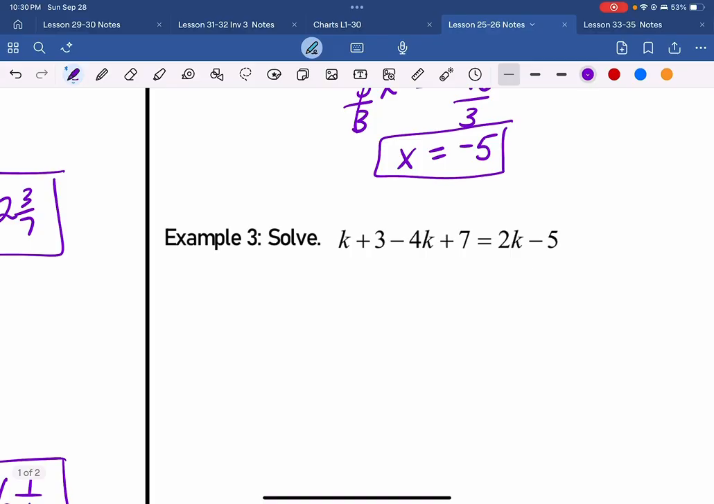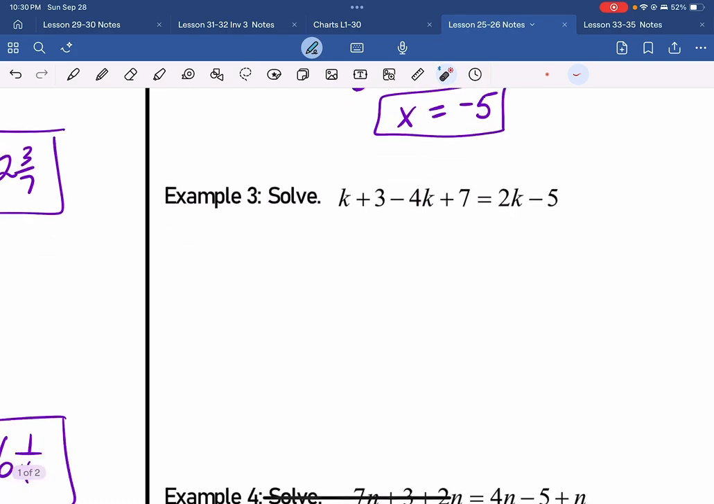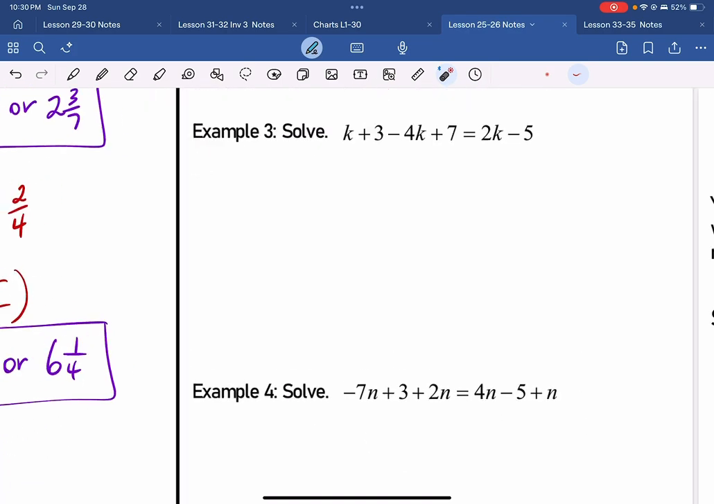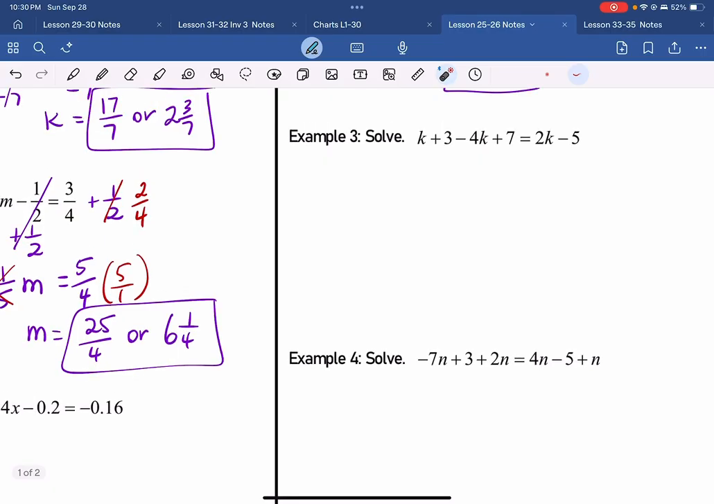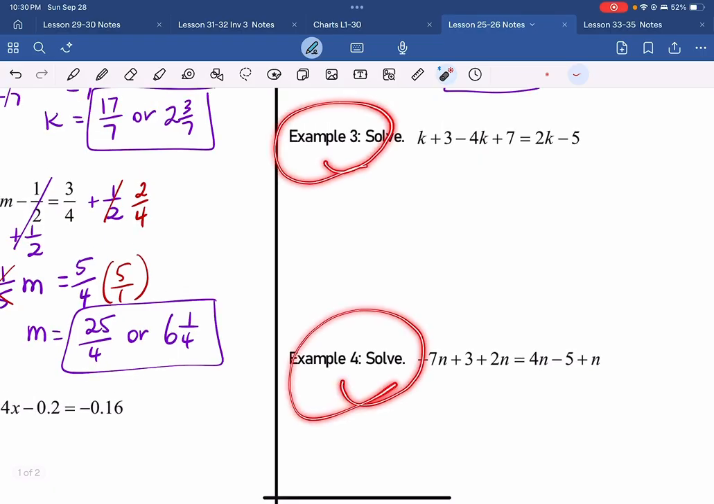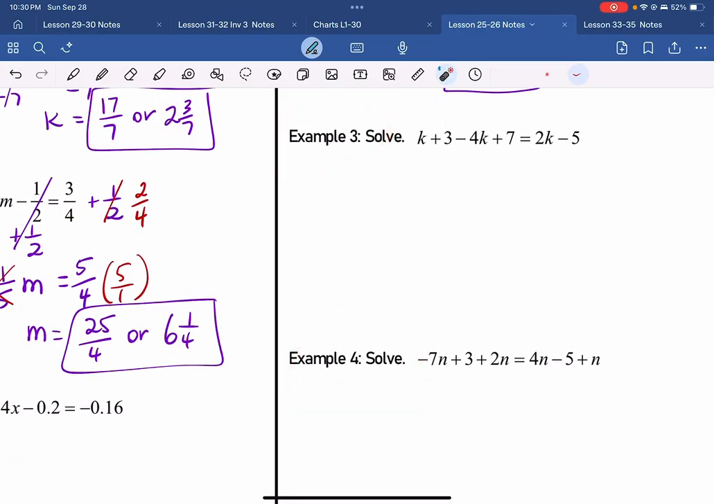Okay. Here we have, actually, I'm going to have you pause the video and you try this one and then see how you feel. Try examples 3 and 4. So pause and do these two and then come back and check and see how you did.